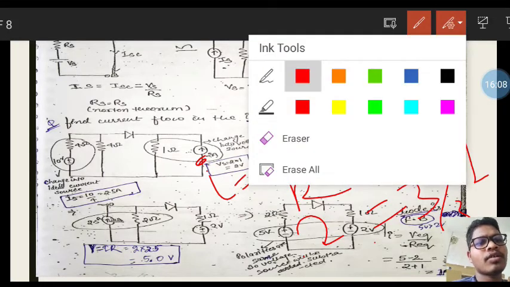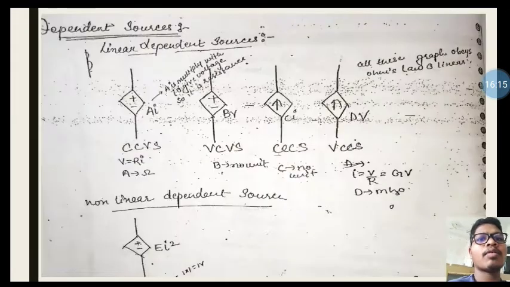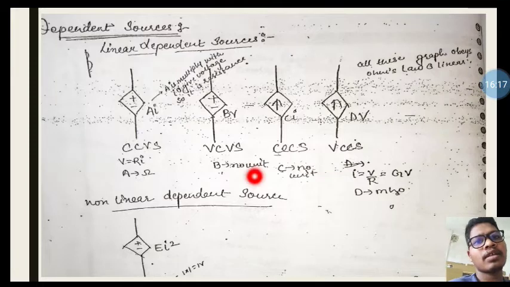Okay, now it is clear to you. If it is not clear to you, then ask me in the comment section, I will clarify your doubt. Okay, now coming to the dependent sources. See, we already know the independent sources. What are the independent sources in the previous 2 to 3 lectures.